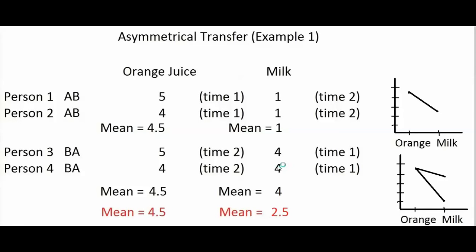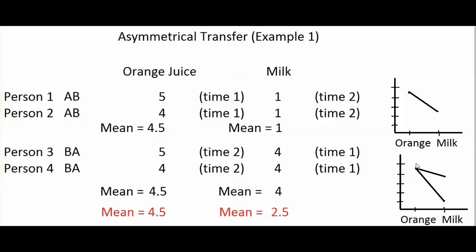And these two people tasted orange juice at time 2, and they rated orange juice pretty high also because orange juice doesn't taste bad if you had milk first. That's why this average is also pretty high. So when we go from this average to this average, there's a little bit of a drop-off, but not very much, very little. It might not even be a significant drop-off. So this line right here is connecting this mean of 4.5 with this mean of 4. It's a very shallow line.